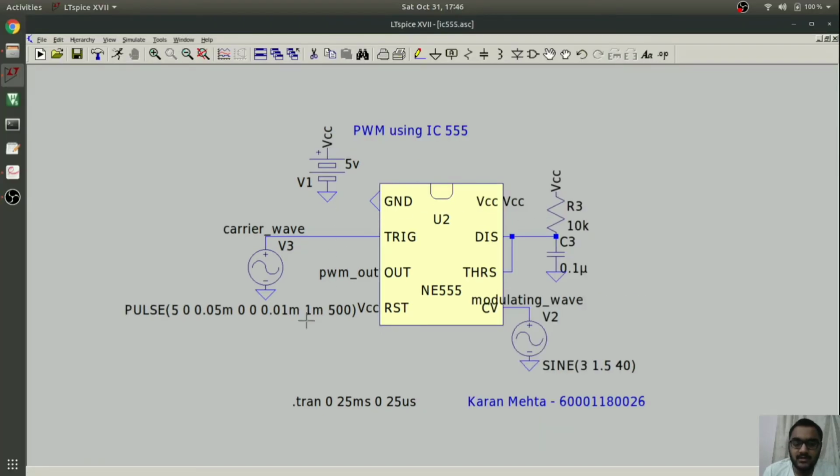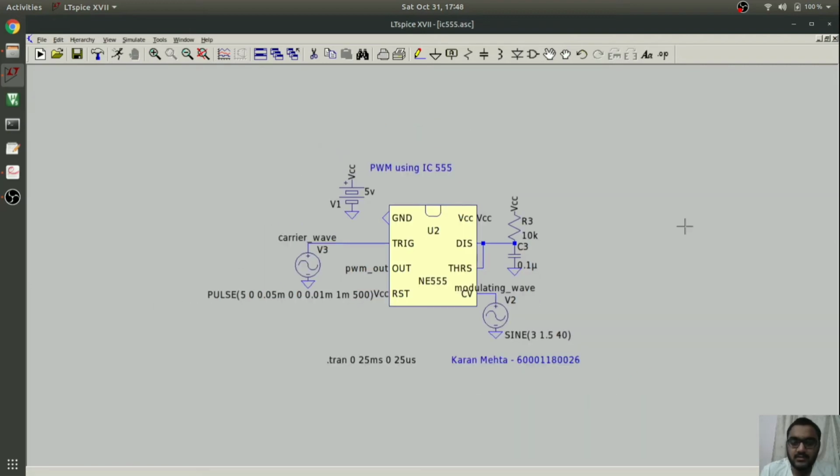So now as you can see, I have already created the circuit. So here I am providing a modulating wave at pin number 5, which is a sine wave of amplitude 1.5 with a DC shift of 3 volts, whose frequency is 40 Hz. And at this point, that is pin number 2, I am providing a carrier wave, which is a square wave. So now let's run and see the output.